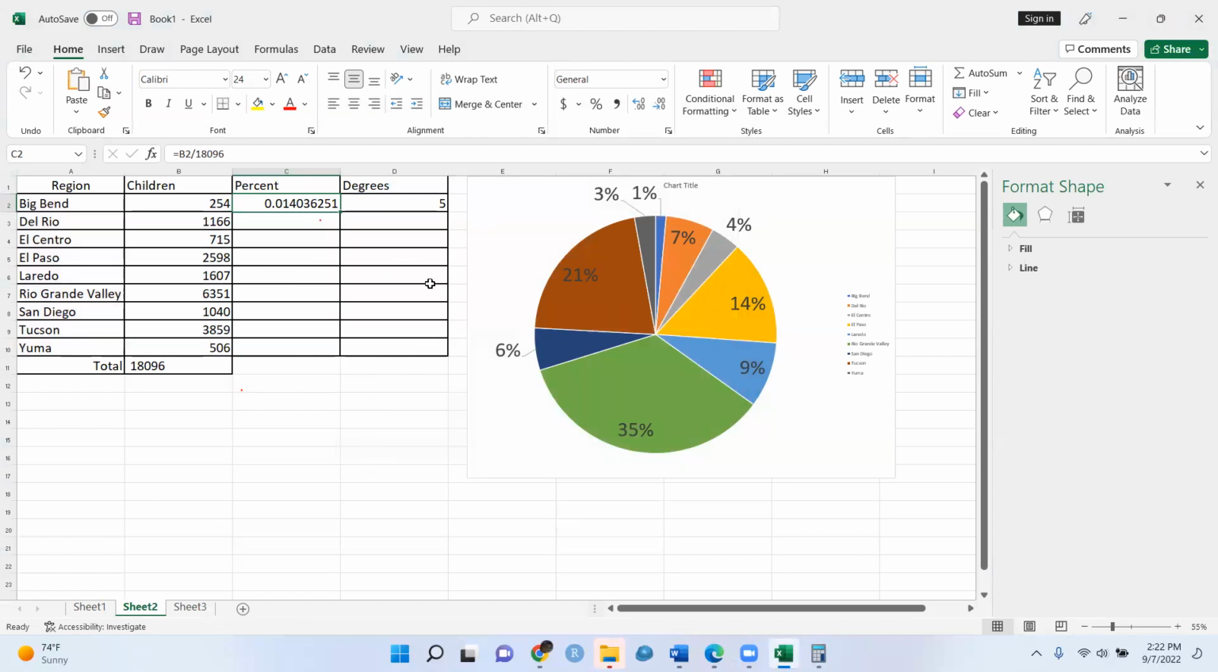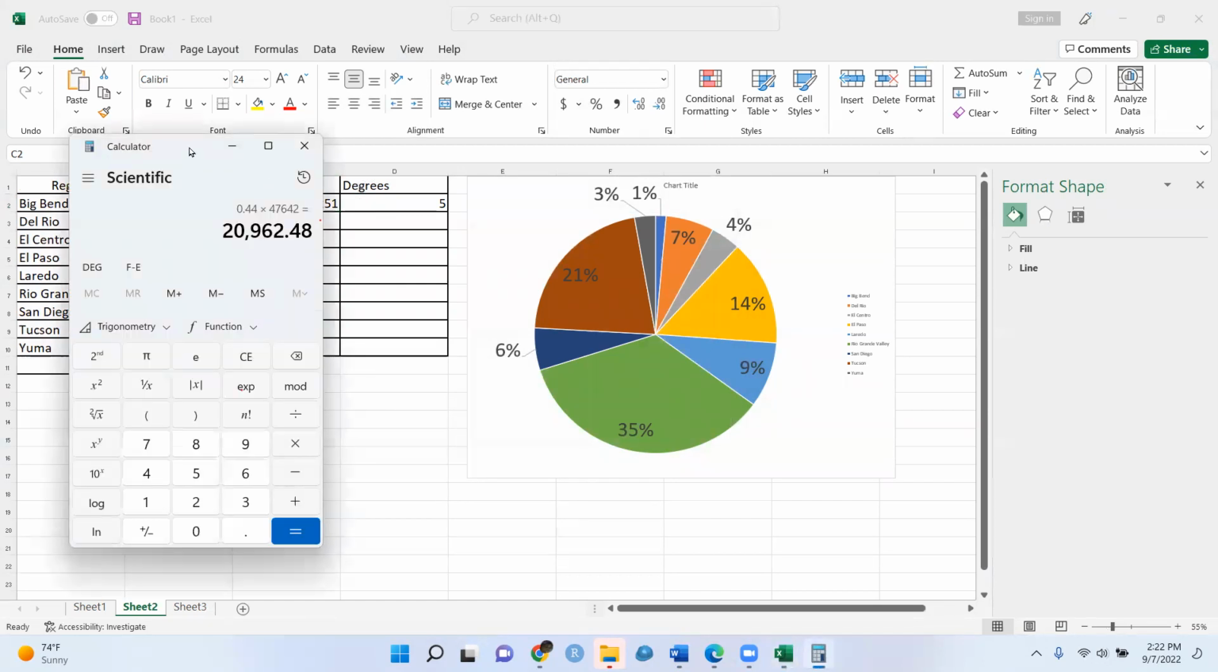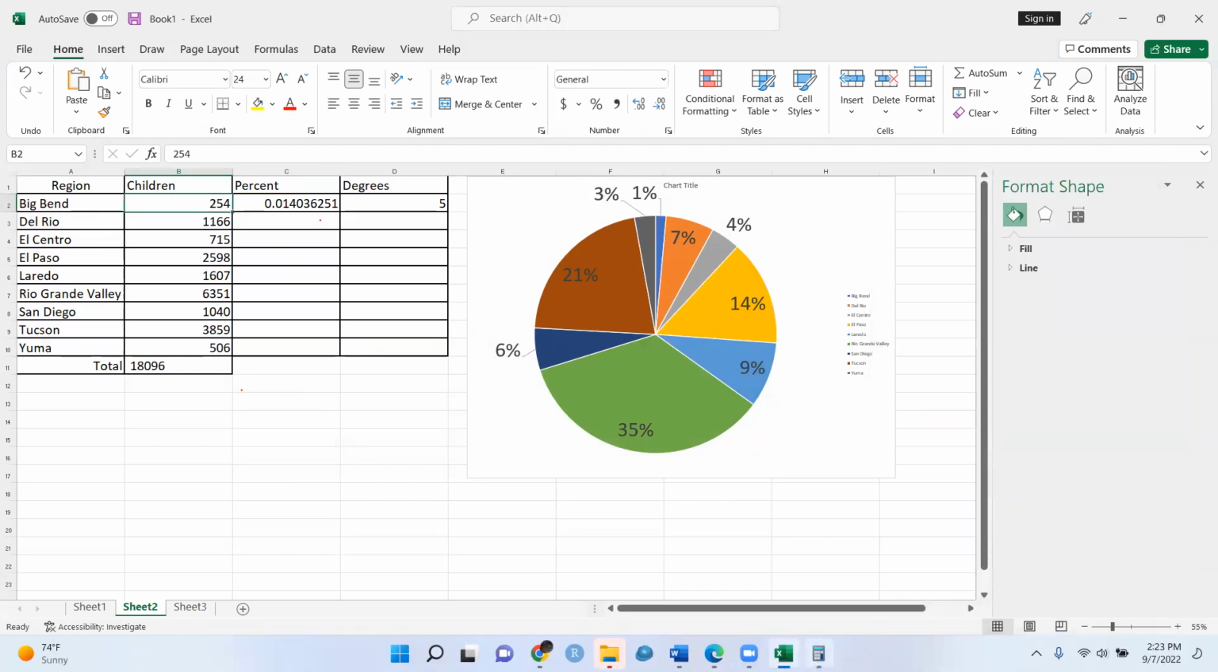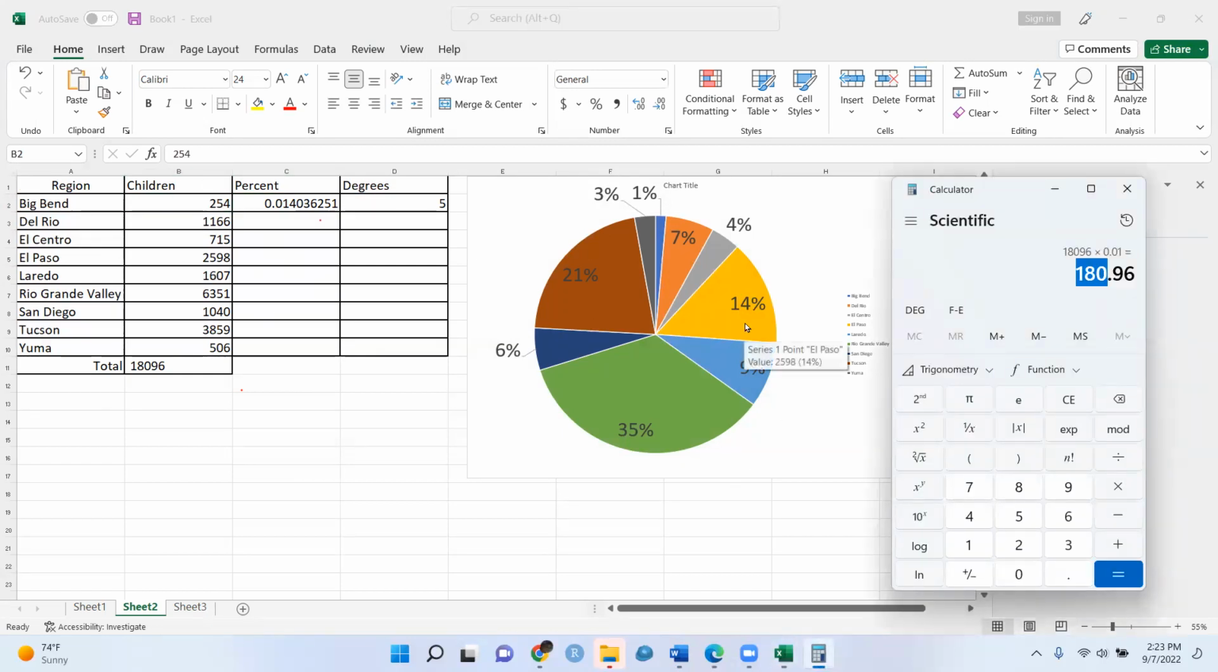So the decimal here is 0.014036251, right? Now, if I took the total 18,096 and I multiplied it by the decimal version of this rounded to the nearest percent, meaning this 1%, check out the number I get. 181 is what I would round that to. That is way off to the 254, right? That's a really big difference.